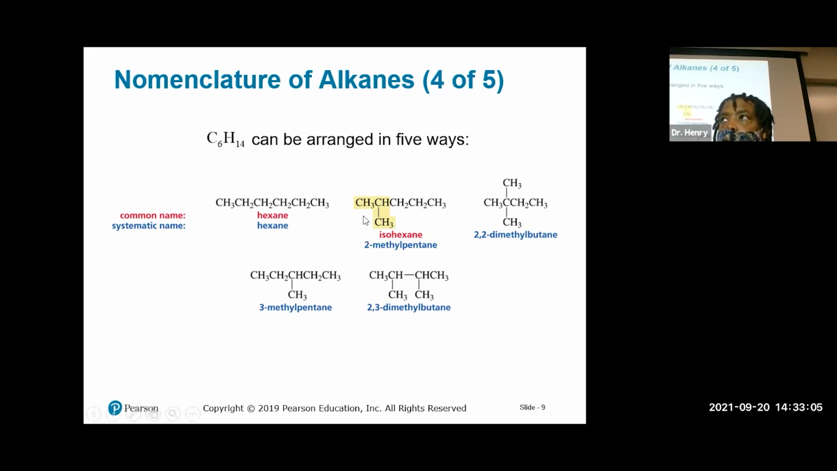Okay, so this guy would be 2-methylpentane, or we call this guy isohexane because we have a methyl over here in that corner, so we'll call that guy iso, okay? This guy, 1, 2, 3, 4, right? With carbons hanging off the 2 carbon, right? 2,2-dimethyl, 2 methyl groups hanging off. The long chain, 1, 2, 3, 4. 4-carbon chain is what? Okay.